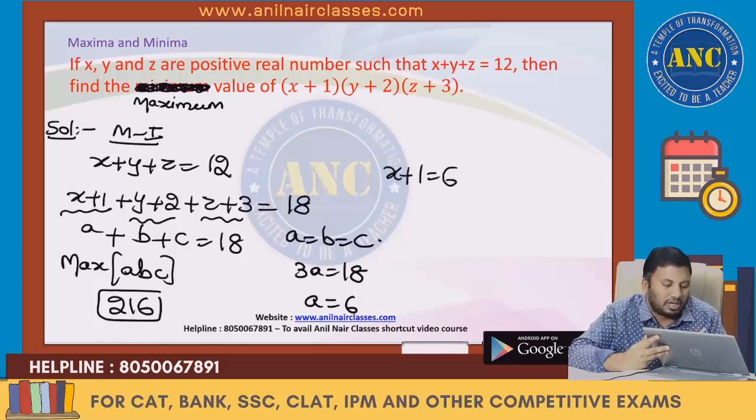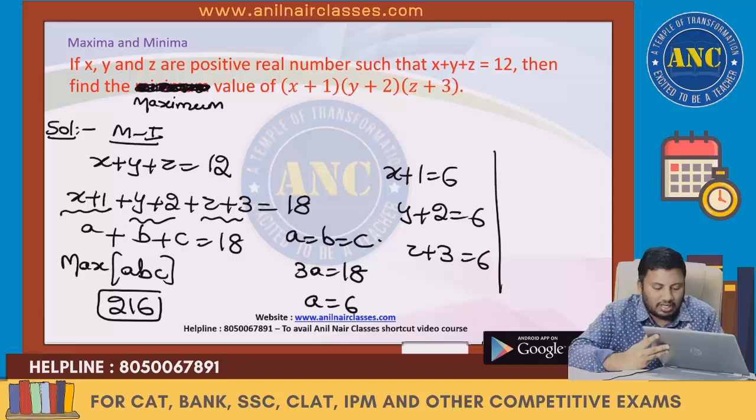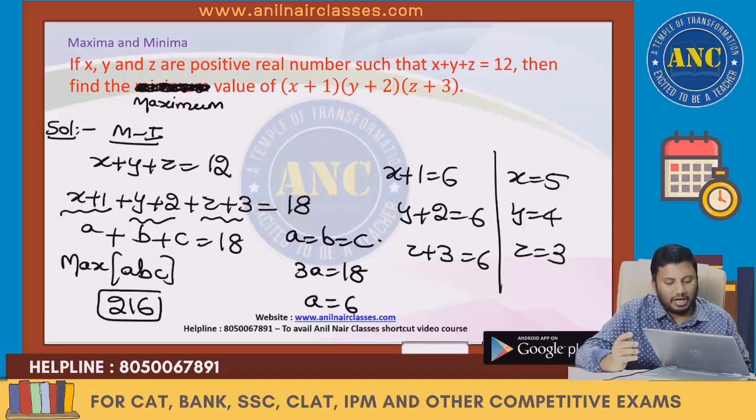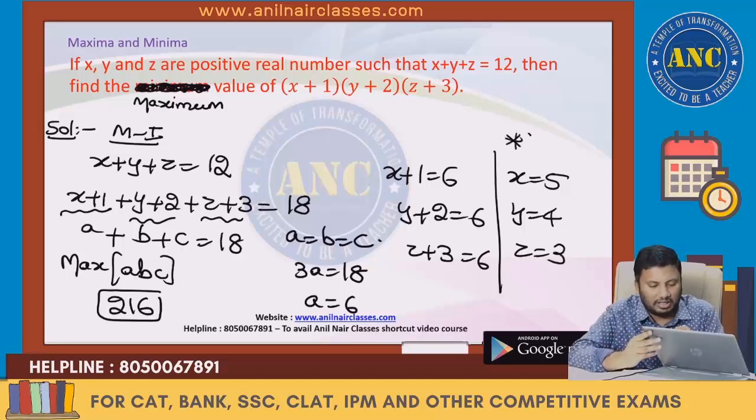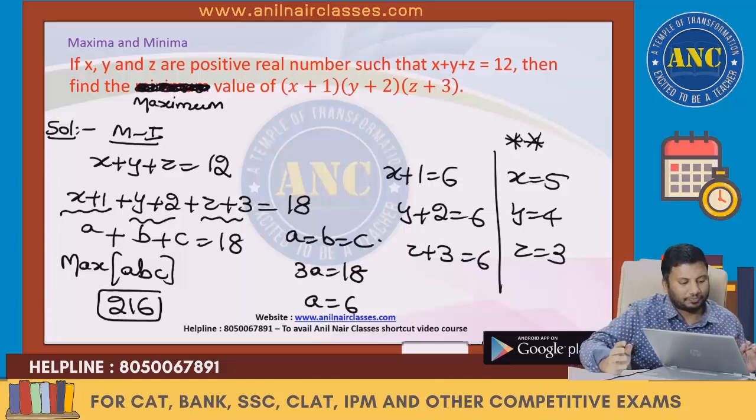When will it be 6? When x plus 1 is 6, y plus 2 is 6, and z plus 3 is 6. So x value will be 5, y value will be 4, and z value will be 3. At these values of x, y, z, the expression will be maximum.